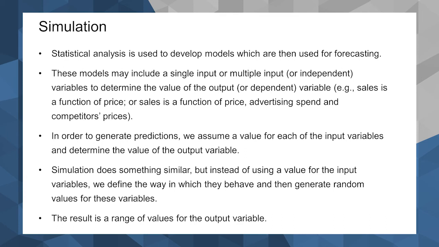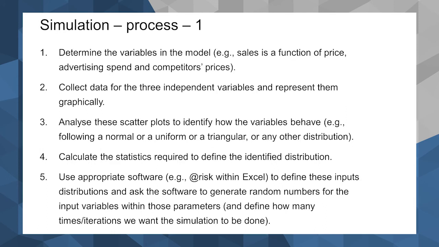To generate a prediction, we assume a value for each of the input variables and determine the value of the output variable. Simulation does something similar, but instead of using a value, we define the way it behaves. And so our outcome is not going to be a single value like we get from regression, it will be a range of values. So what are the steps that we do?